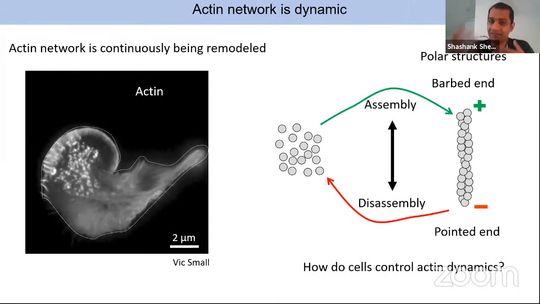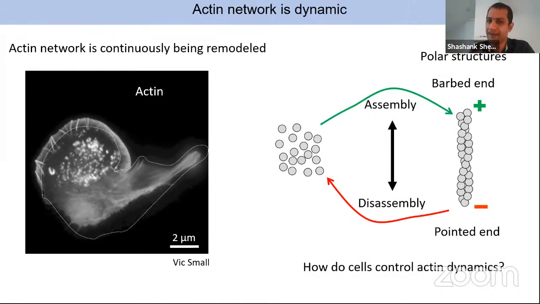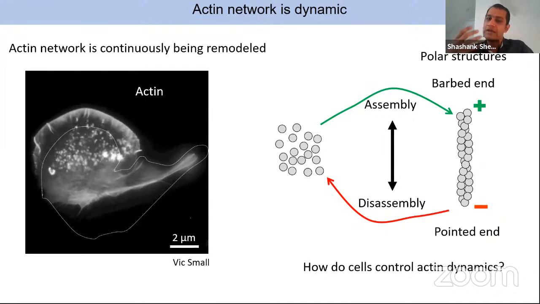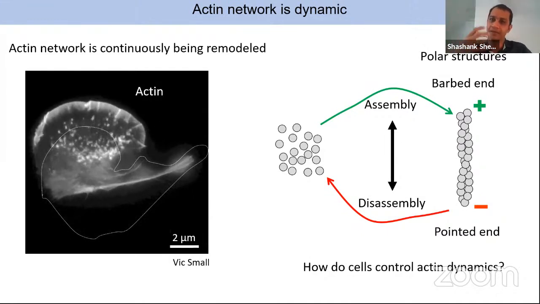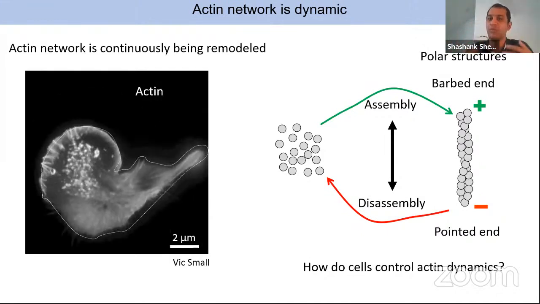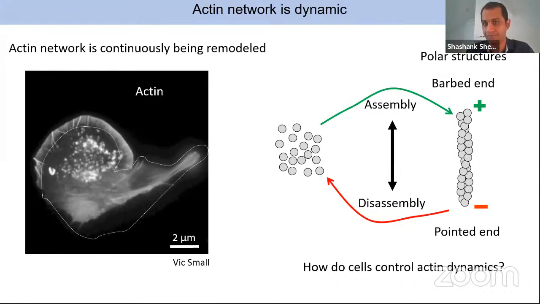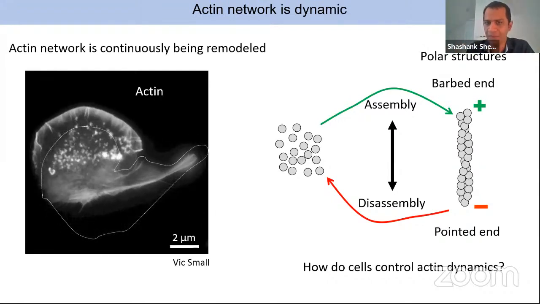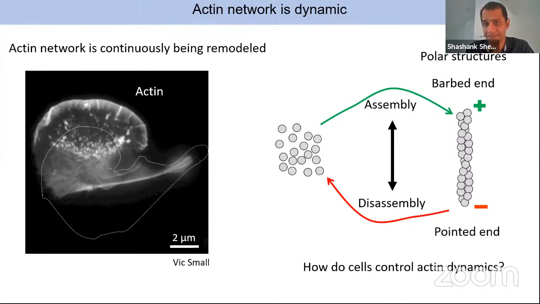And the big question that the field has been trying to grapple with and really address over the last few decades even is, how do you control these two processes, the assembly and the disassembly? Because the balance of these two processes is what gives you cell movement, or that's exactly what happens in a cell. And the question we've been asking really is, how do cells do it?